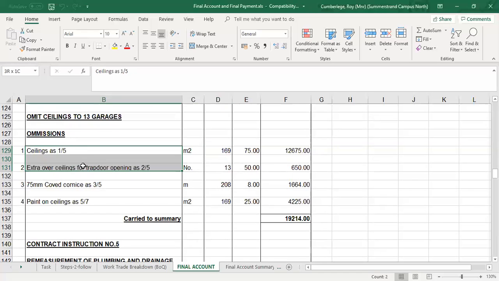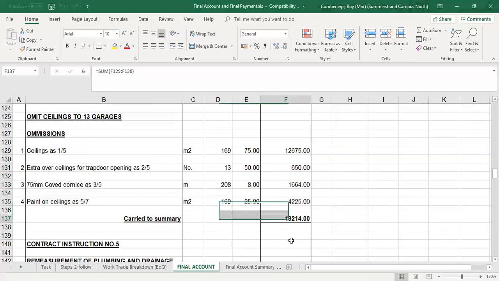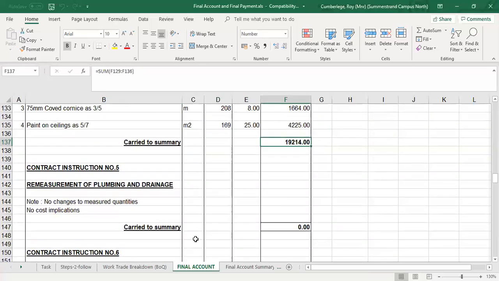Remember the order of the items, all in trade order, and if you look at the 4 items, it's all as per item number on the various pages. That gives me then a total omission of 19,214 Rand.